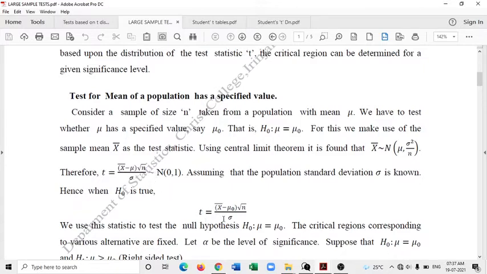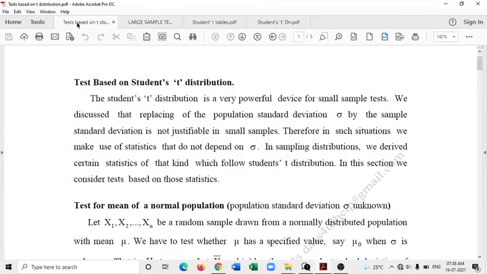Note that if this standard deviation sigma is known, then only the statistic t equals x bar minus mu 0 root n by sigma can be applied for testing whether the mean of a population has a specified value. And if sigma is not given, we can write s in the place of sigma and proceed with the same statistic following N(0,1). When sigma is unknown and the sample is small in size, that statistic is inapplicable. In that situation, we make use of the statistic following student t distribution.